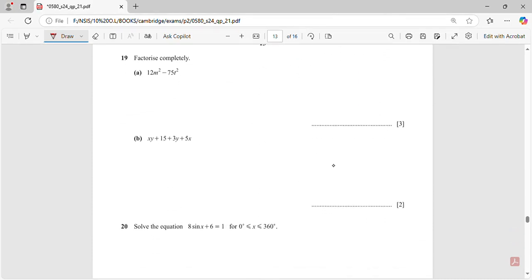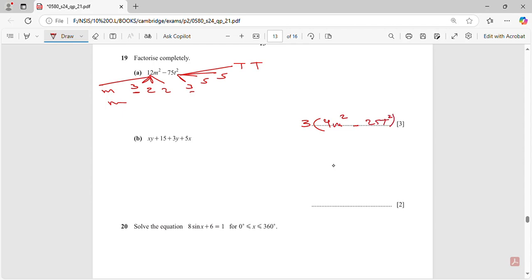Now for question number 19, factorize completely. If he asks me to factorize completely, we will factorize all of 12m to the power of 2. Of course, 12 is considered as 3 times 2 times 2. So 12m to the power of 2 will be 3, 2, 2, and also m and m. For this one, it will be 3, 5, and 5, and t, t. So we can notice that the common factor is 3. Now I have to put all the rest inside: 4m to the power of 2, minus 25t to the power of 2.